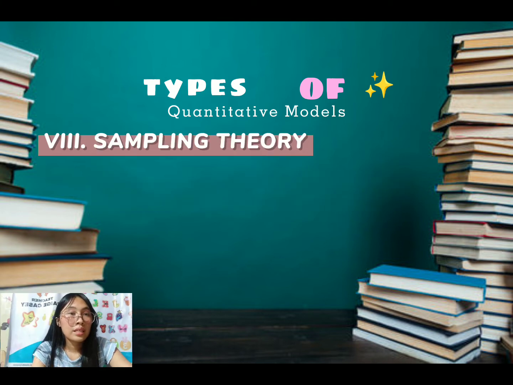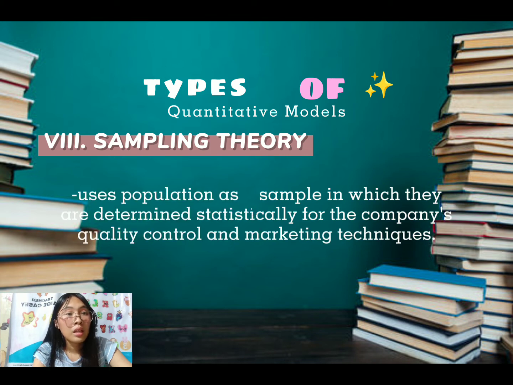The next one is the sampling method. Now, the population and the sample are statistically determined to be used in different processes for the company, just like quality control and marketing measures. It is also quite convenient because it saves time and effort, because it is exactly the same as research in which it has a scope and limitation in it.